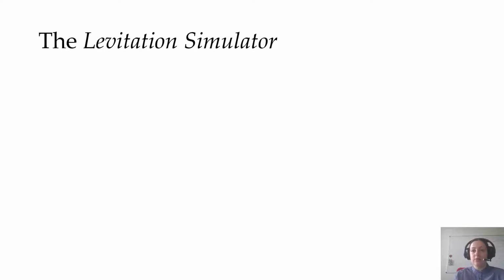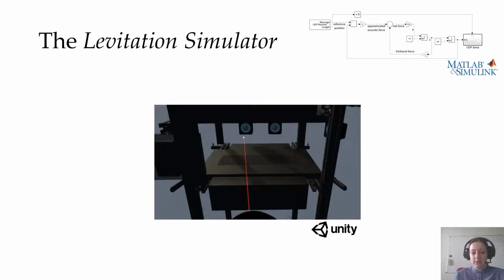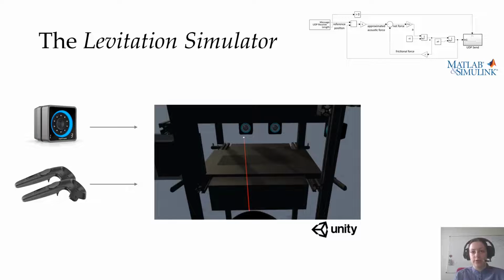The Levitation Simulator consists of 2 modules, an interaction module and a simulation module. Users can interact with the virtual interface via the motion capture system or VR controllers. The simulation module reads the new trap position via a UDP socket and uses the dynamics model to calculate the particle position, which is communicated back to the interaction module.